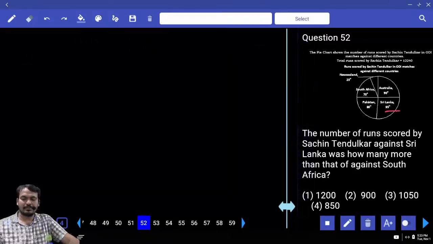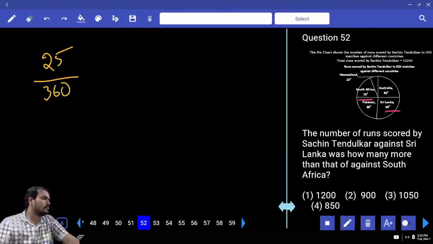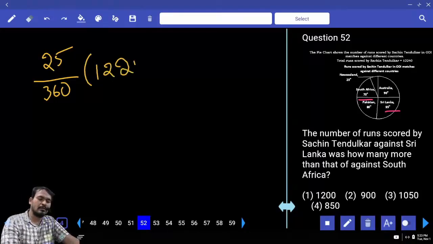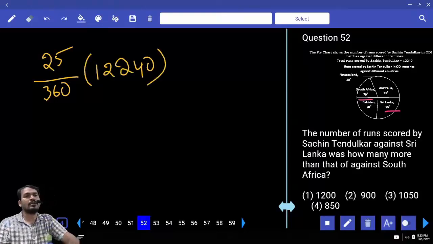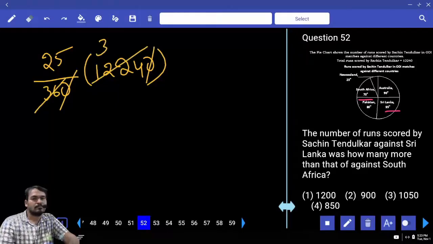What are the Sri Lanka degrees? 95. South Africa, 70. The difference is 25. So 25 upon 360. What is the 360 degrees value? 12,240. We require 25 degrees. First, the zeros are cancelled. 36 times 3 is 108. Remaining 144, that is 4 times.